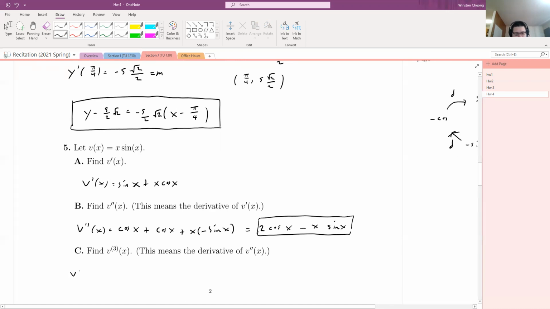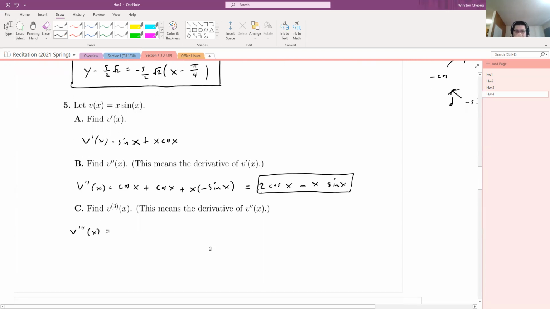And now we're asked to take the third derivative. So we take the derivative of our previous answer. Okay, so derivative of 2 cosine x, that'll be -2 sine x. And then we've got this minus x sine x. So the minus is going to distribute over.